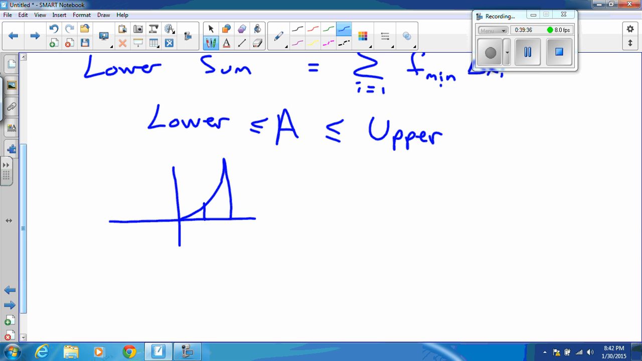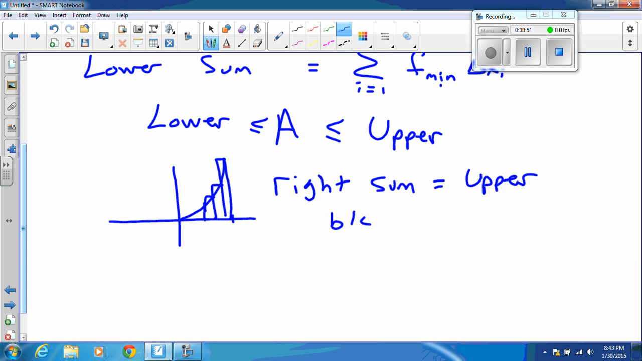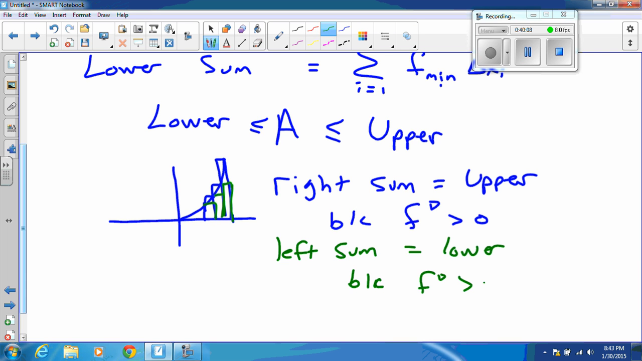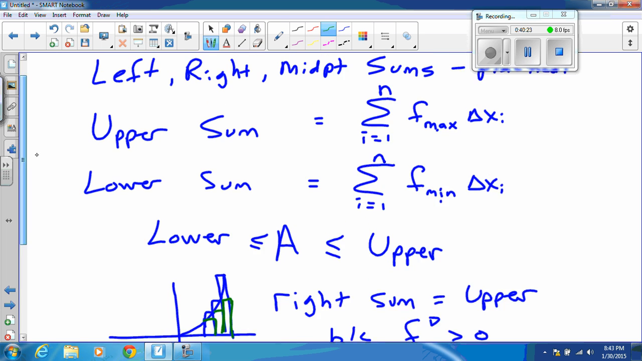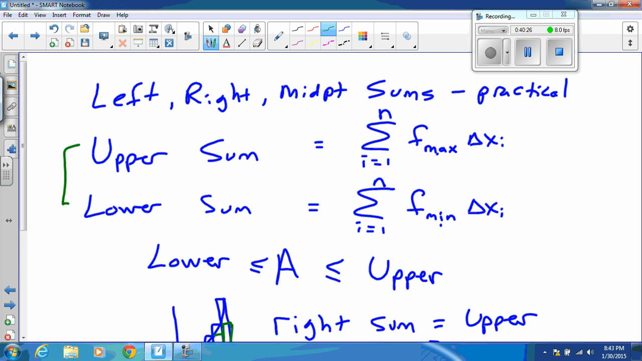The only drawback with this is that it is very often difficult to identify the maximum and minimum values of a function, as you know from your work doing optimization. So we don't often compute the upper and lower sums unless it's particularly convenient. In the case of the region that we started with, y equals x squared, you can see that the right-hand sum just happens to be the upper sum because my curve is increasing, because f prime is greater than 0. And likewise, my left-hand sum, which is here, just happens to be the lower sum because my curve is increasing.